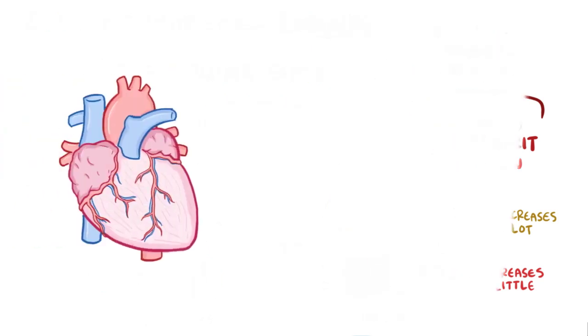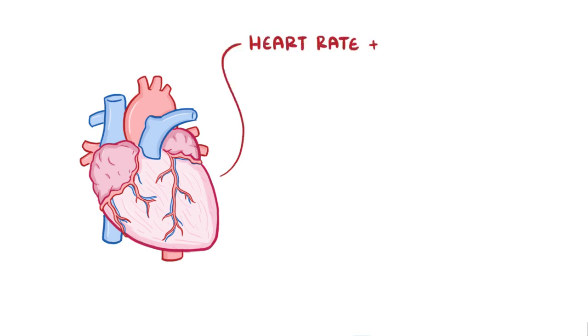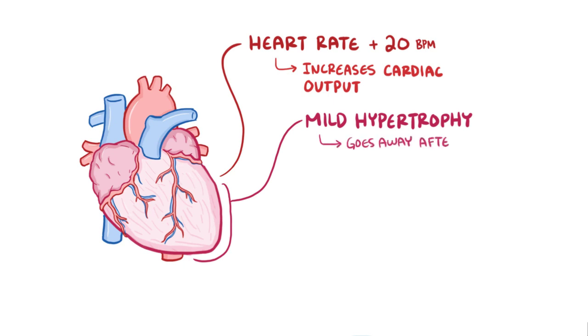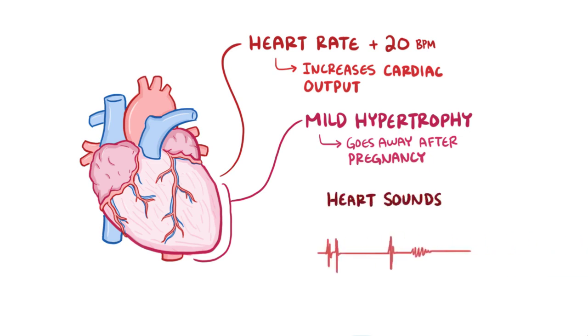To push this extra blood around, the heart rate goes up by about 20 beats per minute, so this increases the cardiac output. In response to the increased workload, there is mild hypertrophy of the heart, which does go away after pregnancy. The high volume state also explains why there's sometimes a third heart sound, or physiologic S3, as well as a split S1, which is where the mitral valve closes slightly faster than the tricuspid valve.